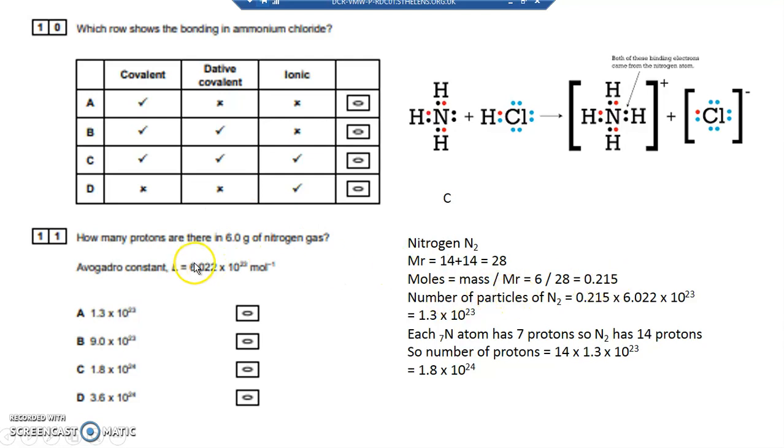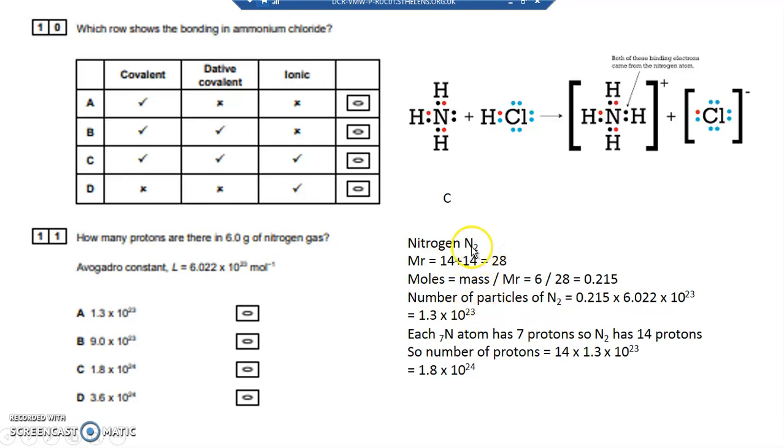Now 1 mole of anything has 6.022 times 10 to the power 23 particles. So 1 mole of gas would have that number of particles, 0.215. If we multiply that by Avogadro's number, 1.3 times 10 to the power 23 particles. So in this 6 gram sample of nitrogen gas, there are 1.3 times 10 to the power 23 N2s.